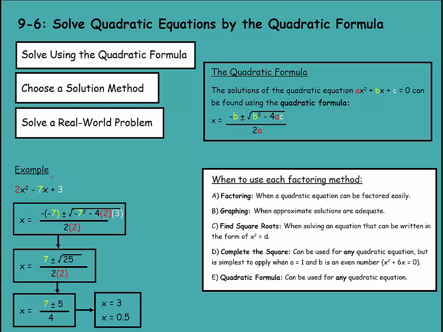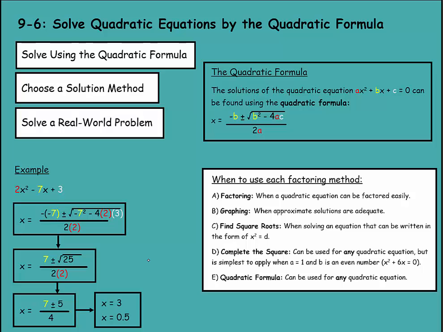So if we plug all the a's, b's, and c's into this formula, we would get negative negative 7, which is positive 7, plus or minus the square root of negative 7 squared minus 4 times 2 times 3, over 2 times 2. Negative 7 squared is 49, minus 24, so that's 25. The square root of 25 is 5, and 2 times 2 is 4. That leaves you with 7 plus or minus 5 over 4. And that's where we get our two answers. If we add, 7 plus 5 is 12, divided by 4 is 3. 7 minus 5 is 2, divided by 4 is 0.5.